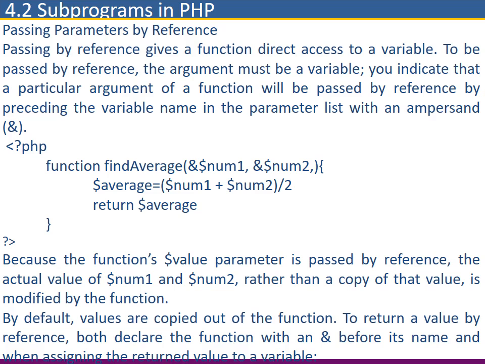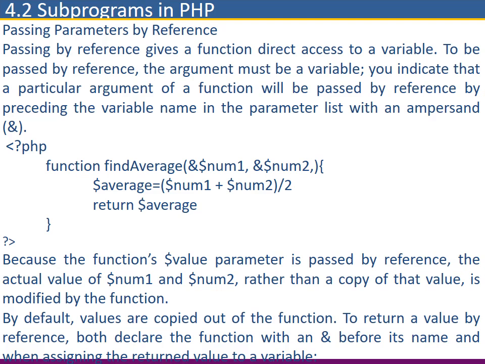Because the function's value parameter is passed by reference, the actual values of the first and second parameters, num1 and num2, rather than a copy of those values, are multiplied by the function. By default, values are copied out of the function. To return a value by reference, declare the function with an ampersand before its name, and also use it when assigning the return value to a variable.